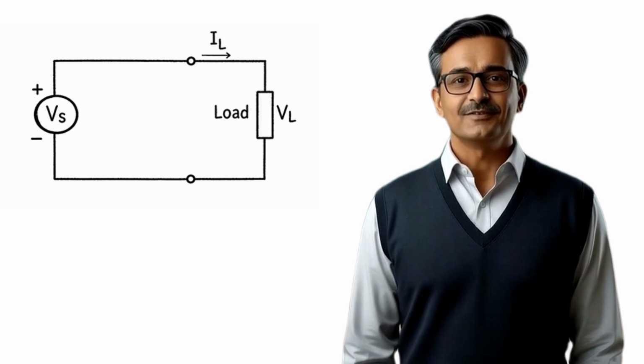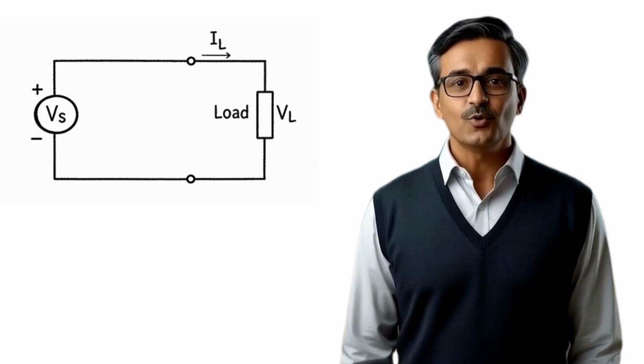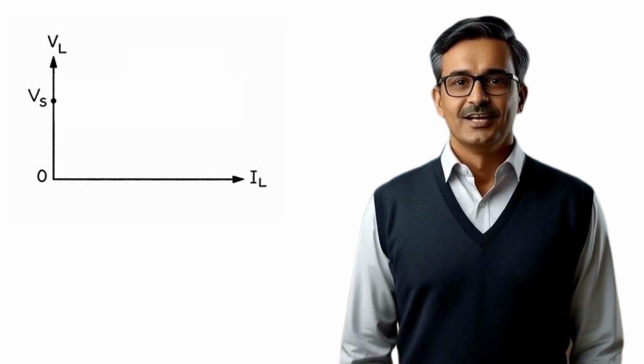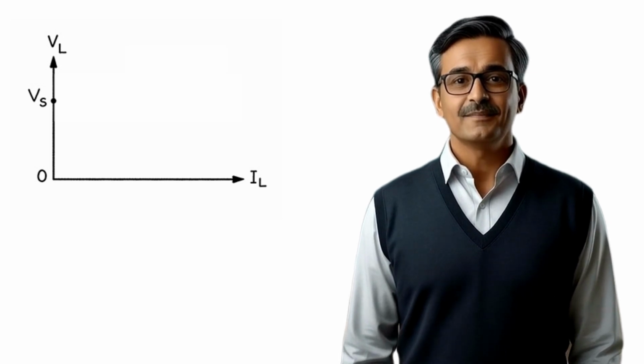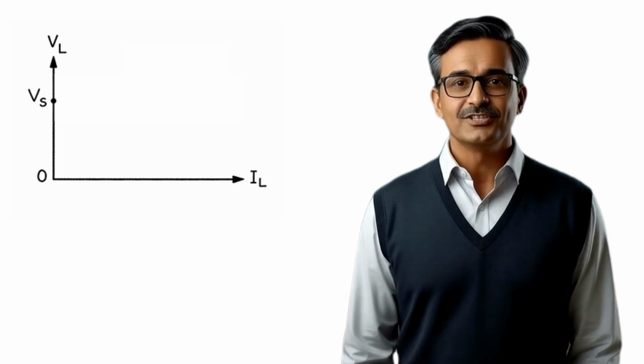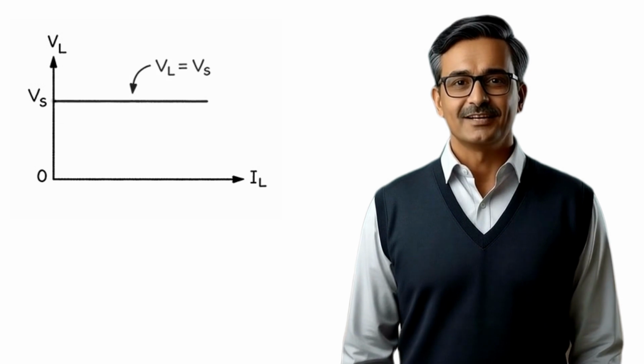Now let us look at the VI characteristics of an ideal voltage source. On the graph, the horizontal axis represents current, and the vertical axis represents voltage. At no load condition, the terminal voltage equals the source voltage, Vs. When we connect the load and reduce the resistance, the current increases. However, the voltage remains equal to Vs. This produces a straight horizontal line parallel to the current axis. It shows that the voltage stays constant for any value of current.